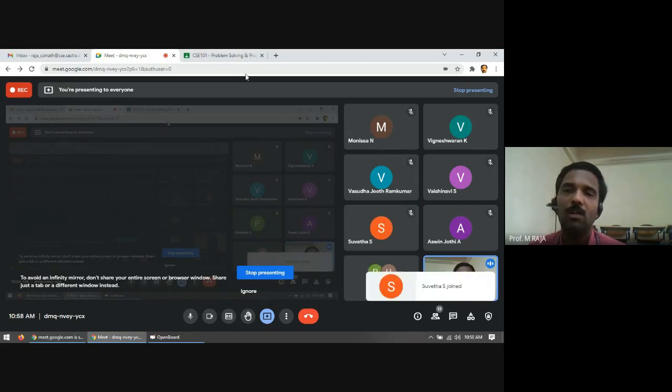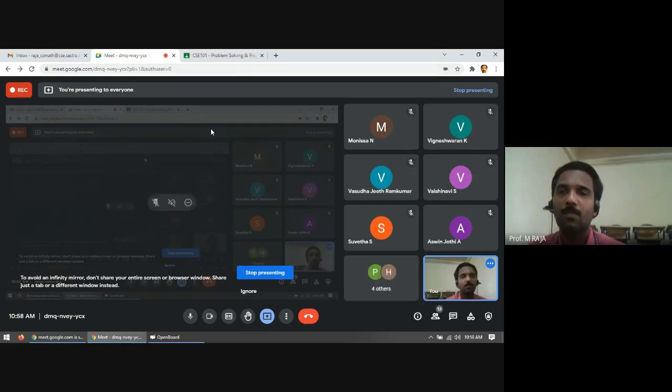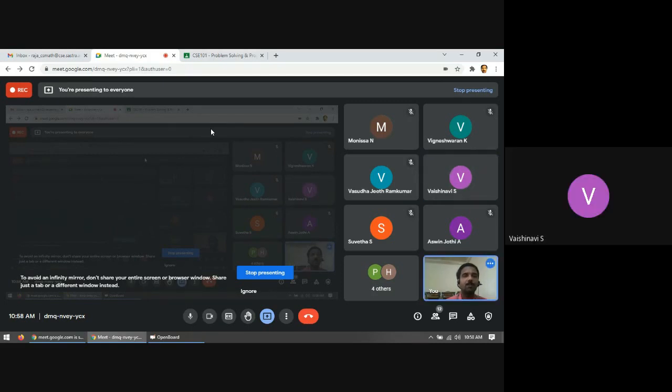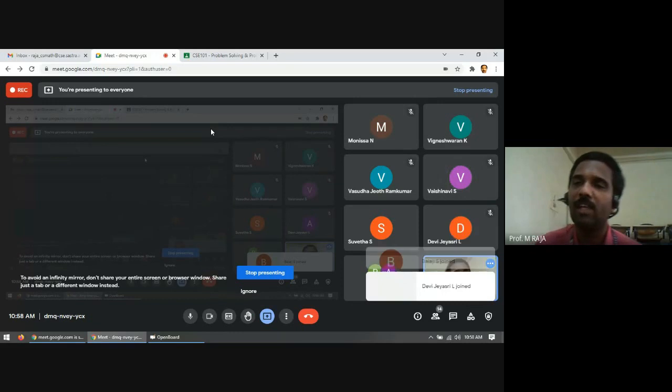Can anyone recall the different criteria of an algorithm? What are the criteria of an algorithm? Anyone? Vaishnavi, what are the criteria of an algorithm? Input, output, finiteness, definiteness, effectiveness. Yeah, input, output, finiteness, definiteness, and effectiveness.